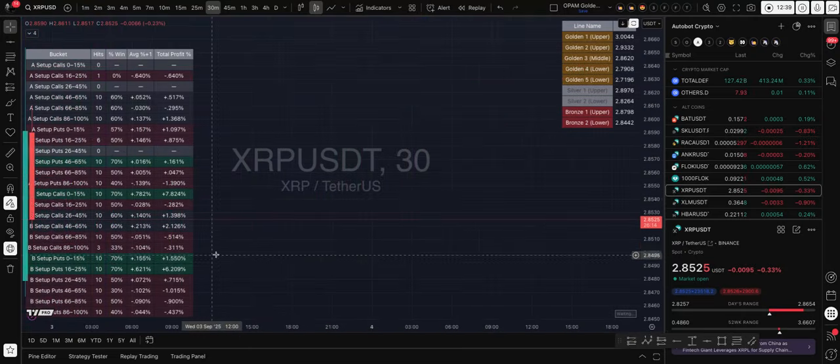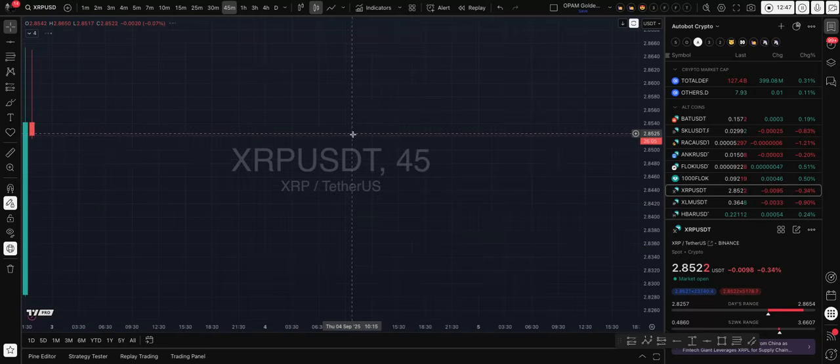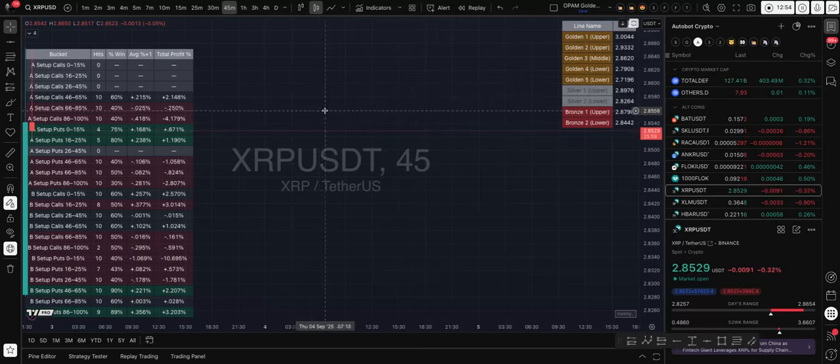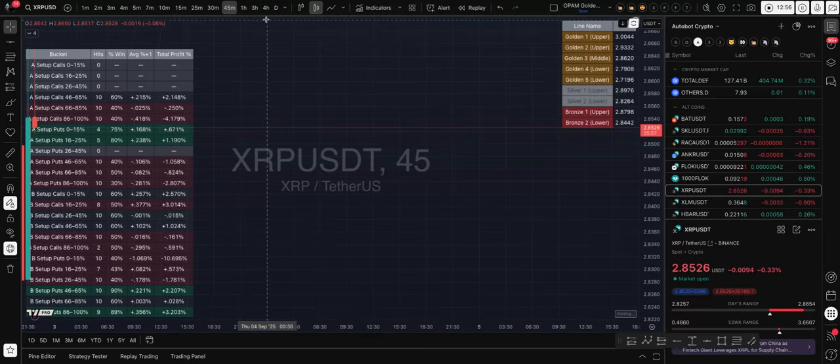All right, so the crypto here, 4 green best setups for 30 minutes. Let's see, 45, if I can increase that amount somehow. I take, yeah. Okay, 1, 2, 3, 4, that's 4 as well.